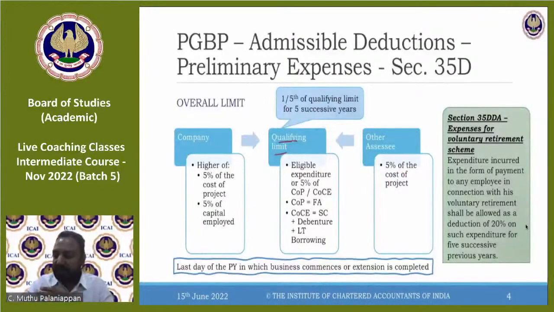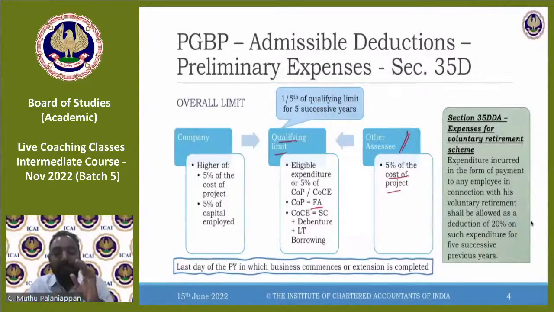We'll first understand it for other assessees, and then come to company. For other assessees, the maximum limit is 5% of the cost of project. So what do we mean by the cost of project? The cost of project is nothing but the investment in fixed assets. Whatever has been incurred on fixed assets up to the year end before the commencement is your cost of project.